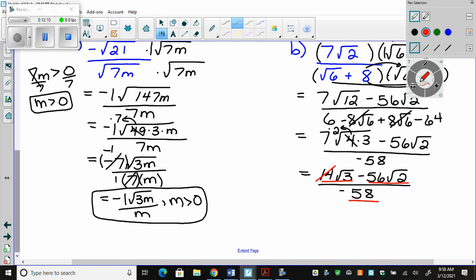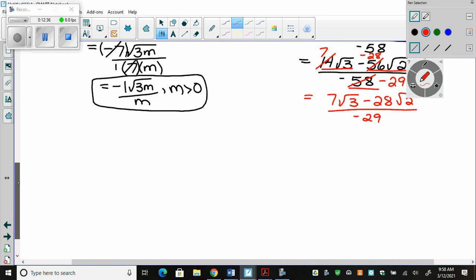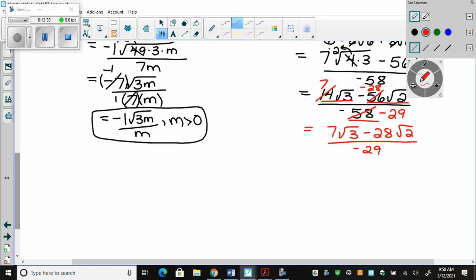So I can take a 2 out of here, I get a 7. I can take a 2 out of here, and I get negative 28. Take a 2 out of negative 58, and I get negative 29. Now, I want to show you one last thing, because a lot of the time, this won't be the answer. The answer will be negative 7 root 3 plus 28 root 2 plus 29.